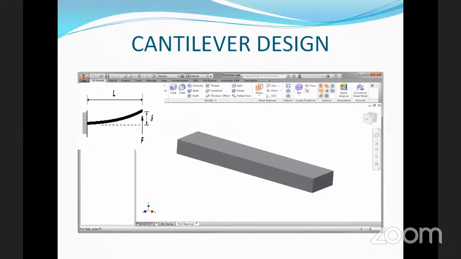To achieve the effective cantilever beam design, it has to go through various analysis steps. Like it has to go through force analysis, and stress analysis by developing a three-dimensional model. The slide shows a cantilever beam that is developed and designed using CAD software.